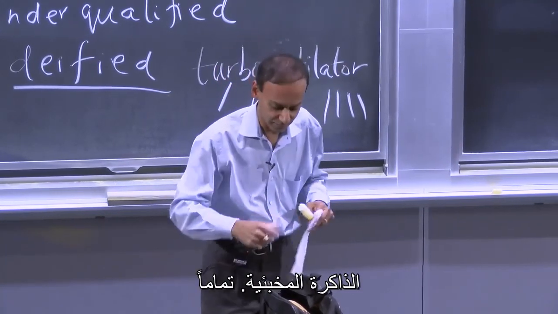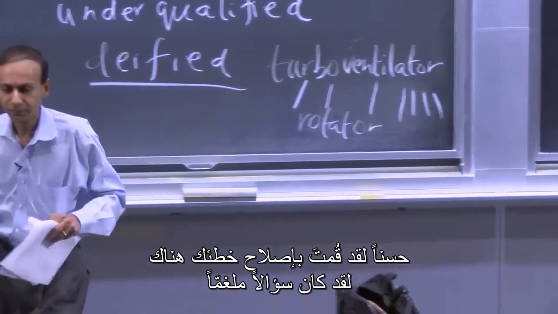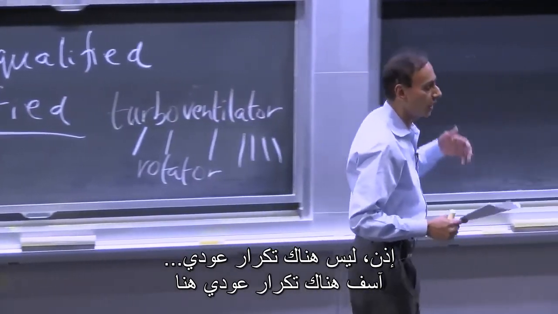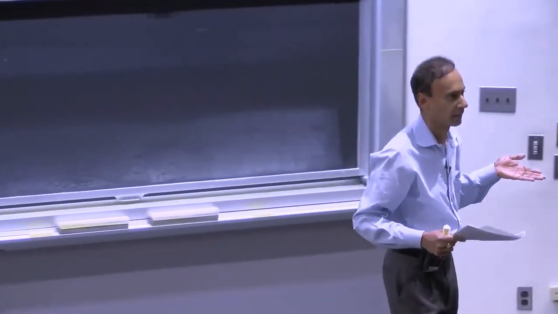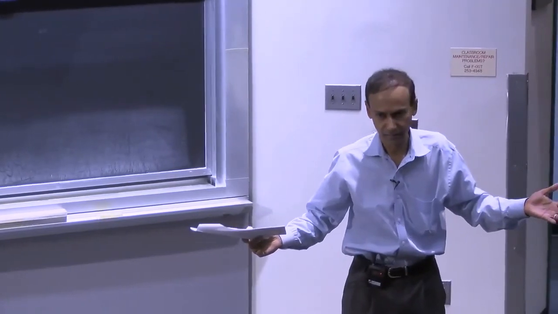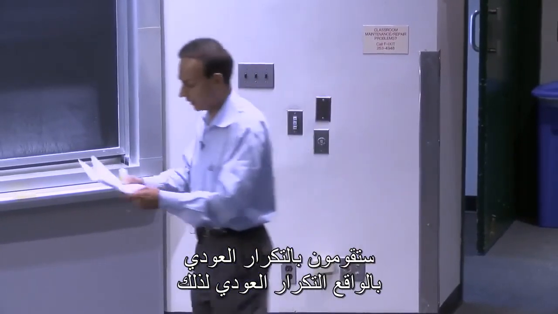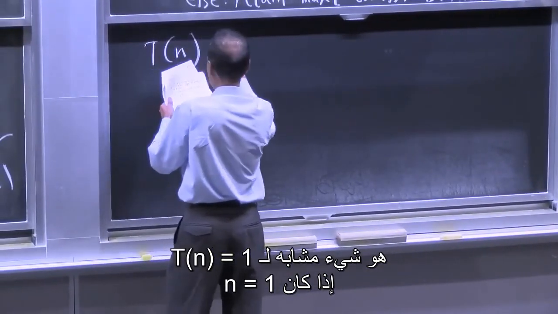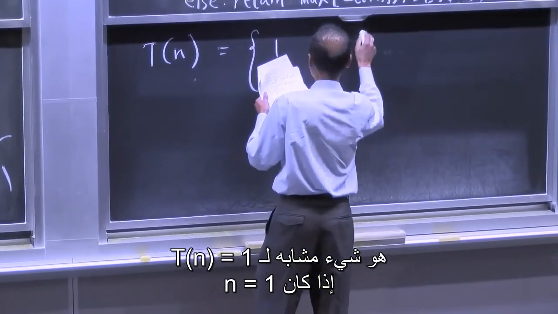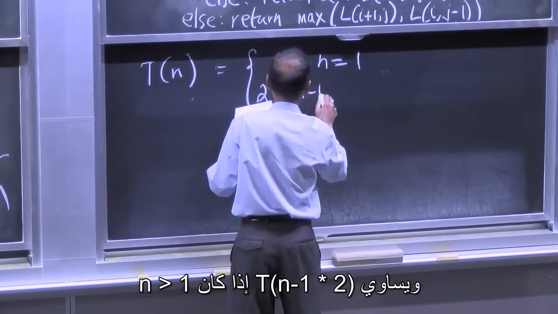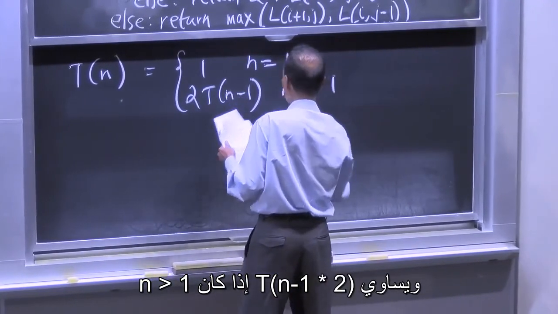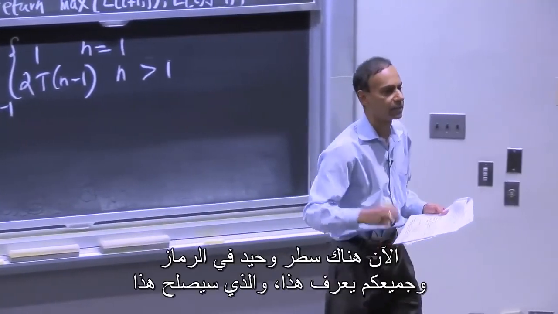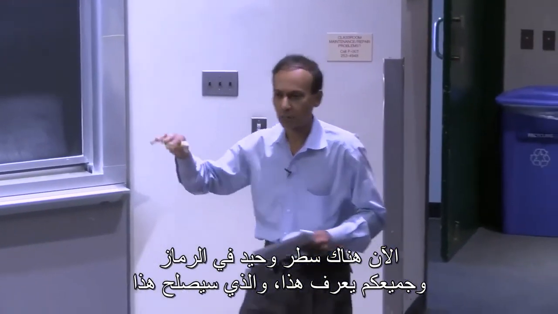The cache, exactly. Well, you fixed your own little error there. It was a trick question. Okay, so there's no recursion. I'm sorry, there's recursion here, but no memoization, right? So this is exponential complexity, right? In fact, the recurrence for that is something like T of n equals 1 if n equals 1, and 2T of n minus 1 if n greater than 1, and this would be 2 raised to n minus 1 in complexity.